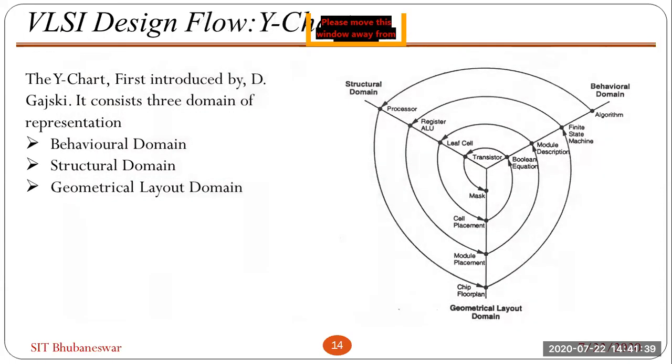So now these digital design methods are completed. Now we'll go for the VLSI design flow. Generally, initially it is called the Y chart. The Y chart was first introduced by D. Gajski. It consists of 3 domains of representation. All the digital chips are overall divided into 3 parts: the behavioral domain, the structural domain, and the geometrical or physical domain.